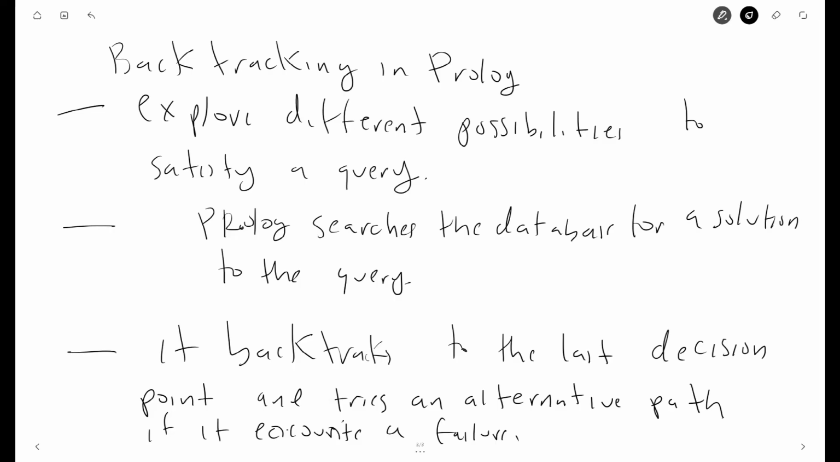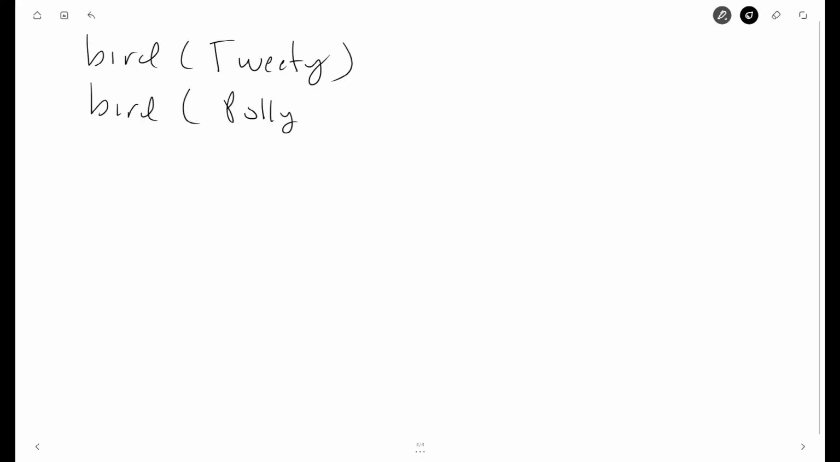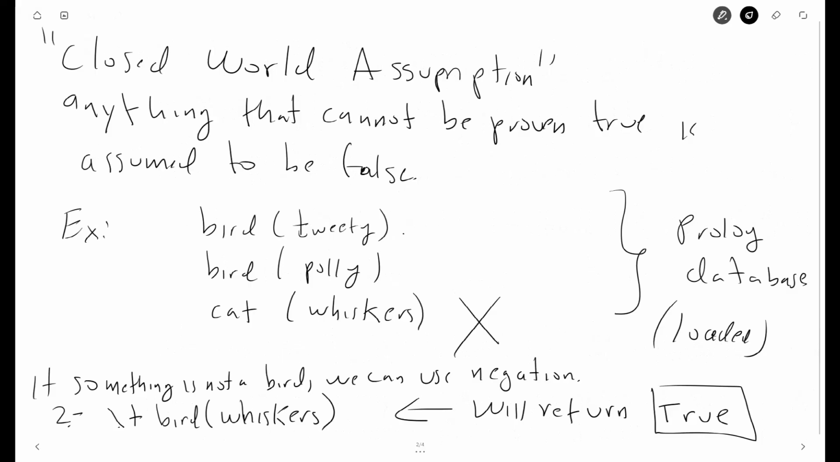I'm going to give you one example. We're going to expand the database and add a rule to it. So the database, remember, was bird, Tweety, and then bird, Polly, and then cat, Whiskers. And remember, you have to put a dot at the end of each fact, including when you write it in the script.